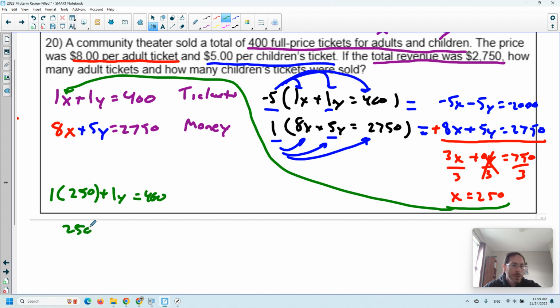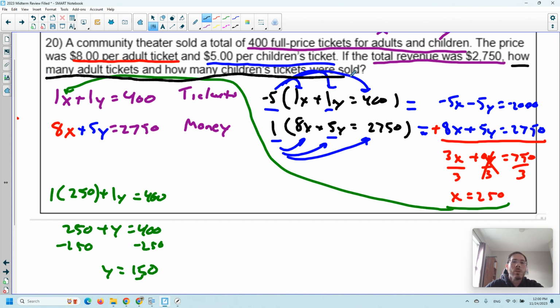So 250 plus y equals 400, minus 250 on both sides. So y equals 150. Now with this one, this is where you're going to get in trouble if you make the graph: the answer is not a coordinate pair. We have to actually answer the question. How many adult tickets and how many children's tickets were sold?